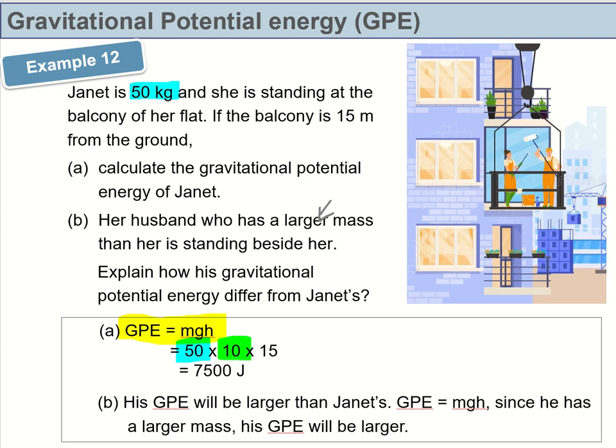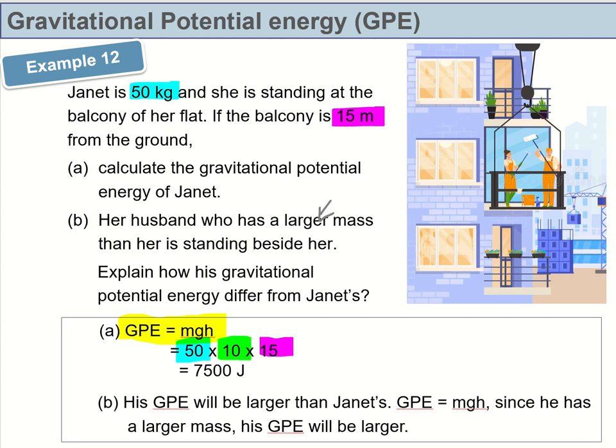Then finally, what is the height? Well, the question says that she's standing on the balcony, right? So the balcony is 15 meters above the ground. So then that gives you the answer of 7,500 joules. So that's how you calculate gravitational potential energy. Write the formula, substitute, and then find the final answer in three significant figures.